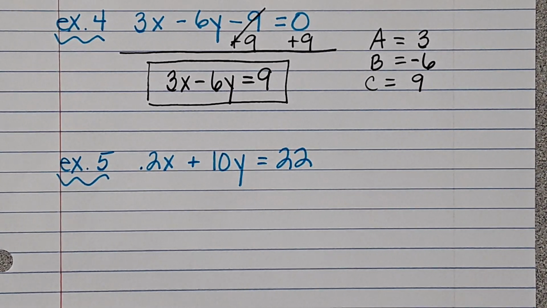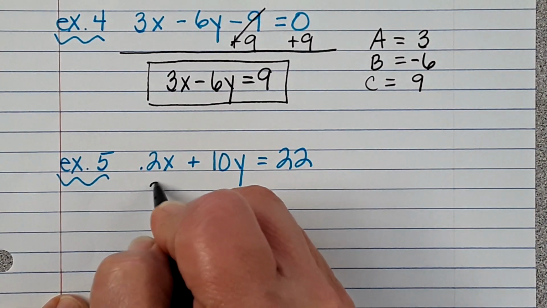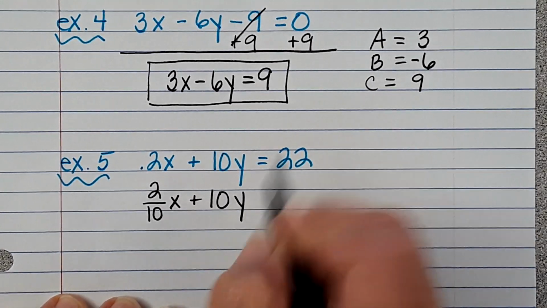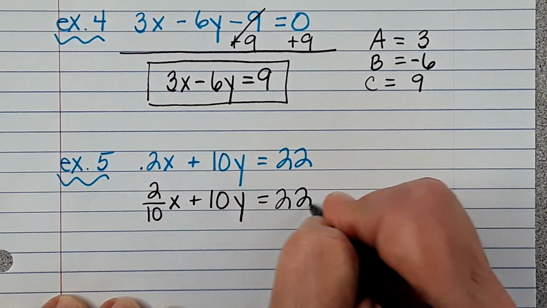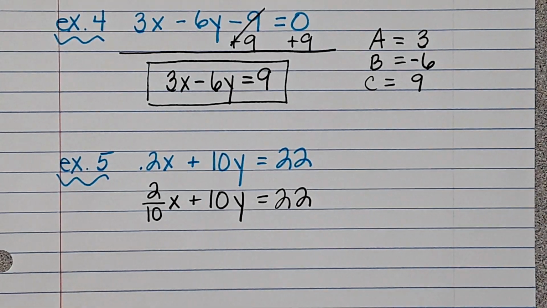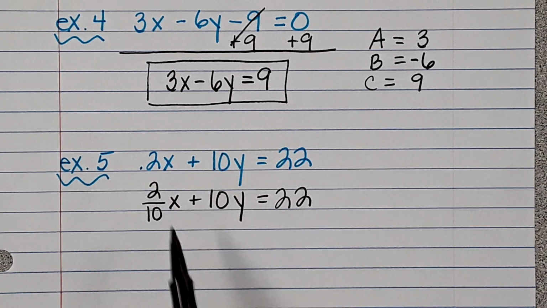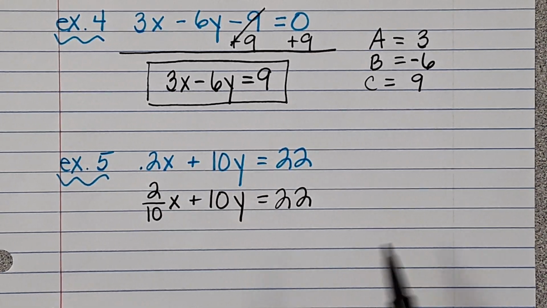Is it no because it's a decimal? No, because the a is a decimal, which means it can be written as a fraction. So 0.2 is written as 2/10. So 0.2 means 2/10. How do I get rid of that 10 so I can make a not a fraction? Multiply everything by 10. Everything by 10.